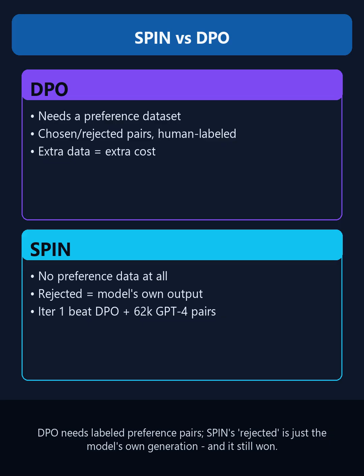How does this compare to DPO, the standard preference method? DPO needs a preference dataset, pairs of chosen and rejected answers, usually labeled by humans or a strong model. SPIN needs no preference data at all. The rejected answer is simply the model's own generation. Remarkably, SPIN at iteration 1 already surpassed DPO trained on 62,000 extra GPT-4 preference pairs on most benchmarks. Same data budget, stronger result.